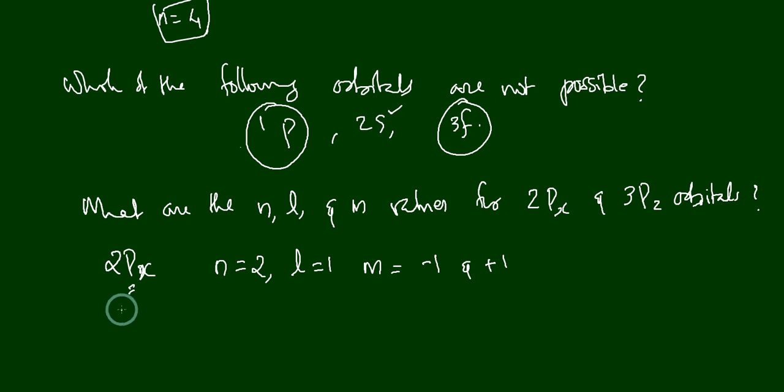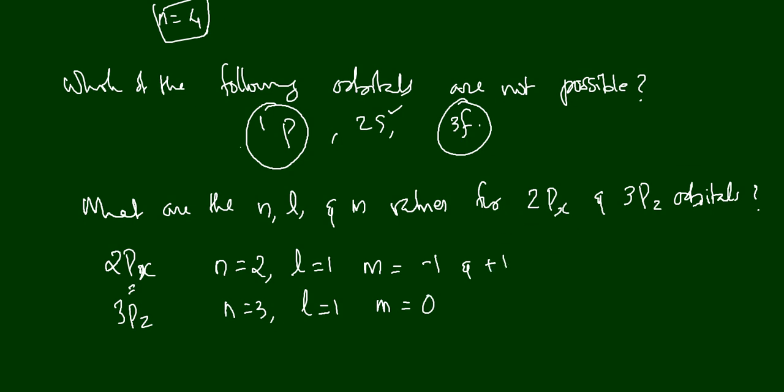And what about the 3pz orbital? In the case of the 3pz orbital, n is equal to 3, right? And l is equal to 1 because it is the p subshell. Since it is z, m is equal to 0.